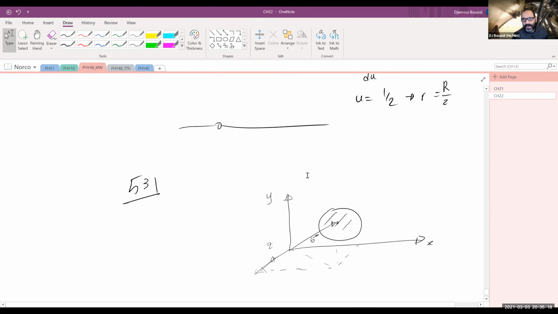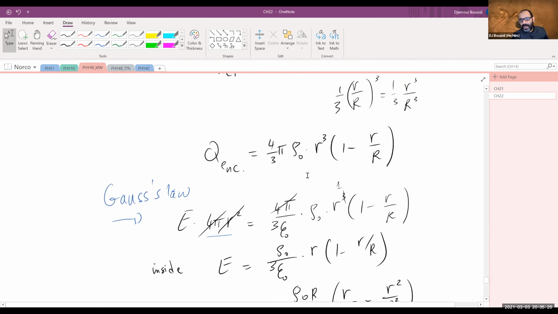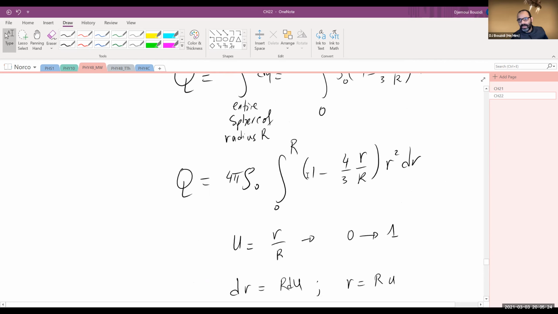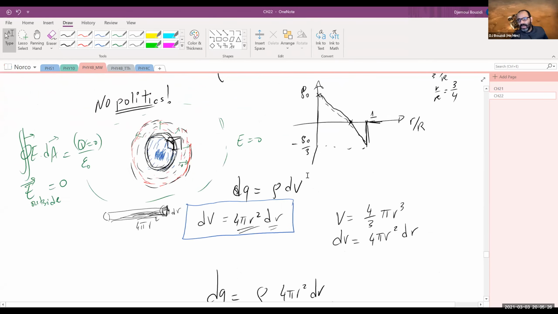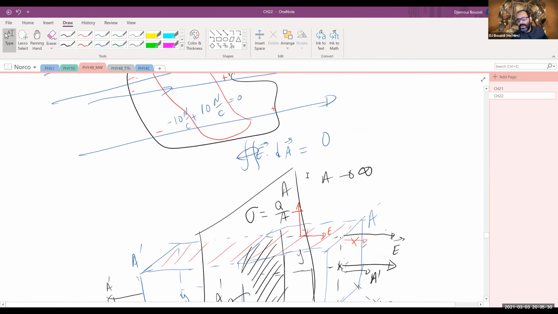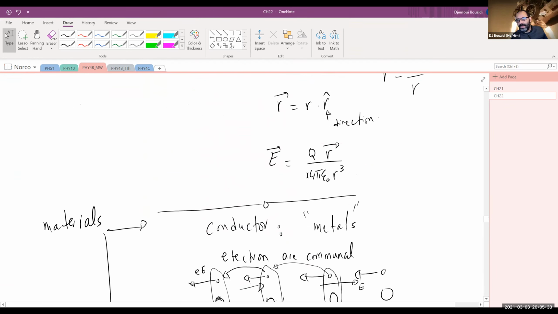Remember the lecture, we found the electric field for a solid sphere inside the sphere. We're not talking about outside the sphere. Inside the sphere it was given by a proportionality to R. And I'm trying to go through these notes in here to see what it is.